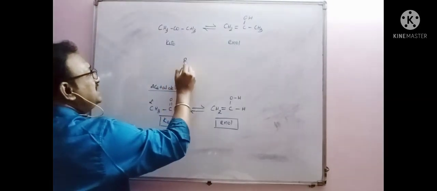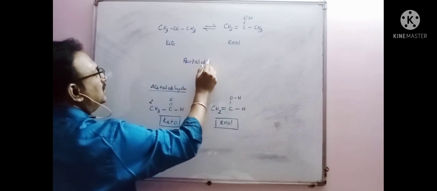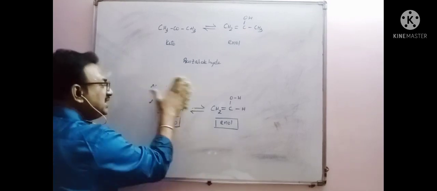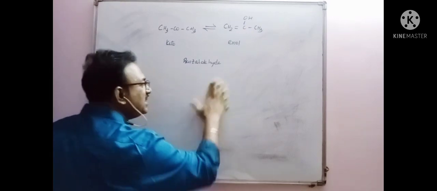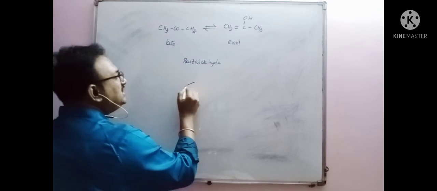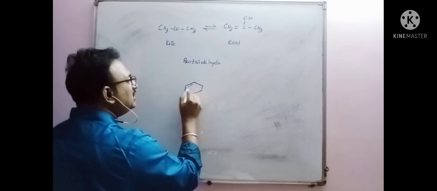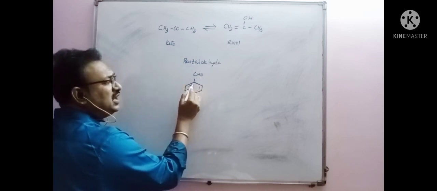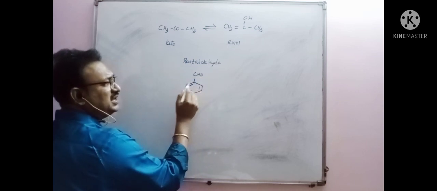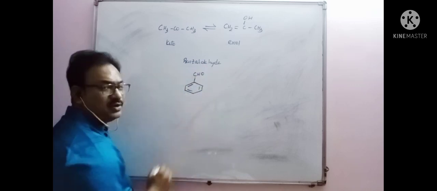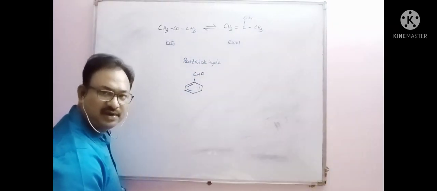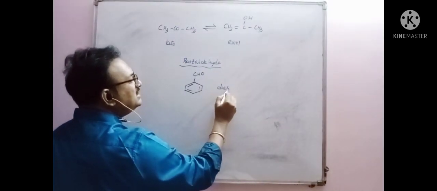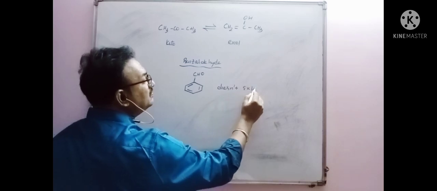If you consider benzaldehyde, does it exhibit tautomerism? No, not at all. Why? If you see the structure of benzaldehyde, it is like this. There is no alpha hydrogen. Alpha carbon is an unsaturated carbon. That's why there is no alpha hydrogen here. There is no exchangeable hydrogen. So therefore, remember, benzaldehyde does not exhibit tautomerism.